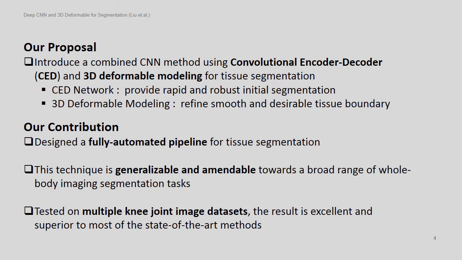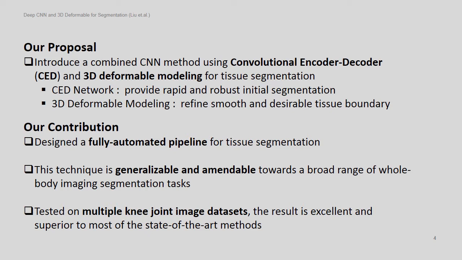In this study, we introduced a combined CNN method using convolutional encoder-decoder, CED, and 3D deformable modeling for tissue segmentation. The CED network provides rapid and robust initial segmentation, while the 3D deformable modeling refines a smooth and desirable tissue boundary.